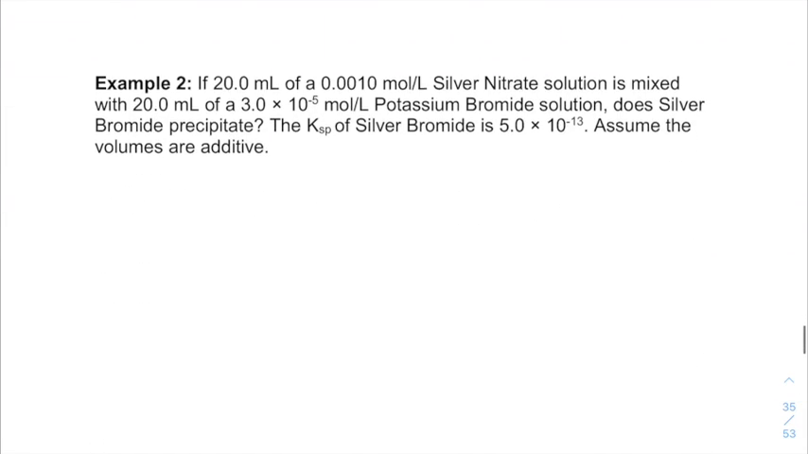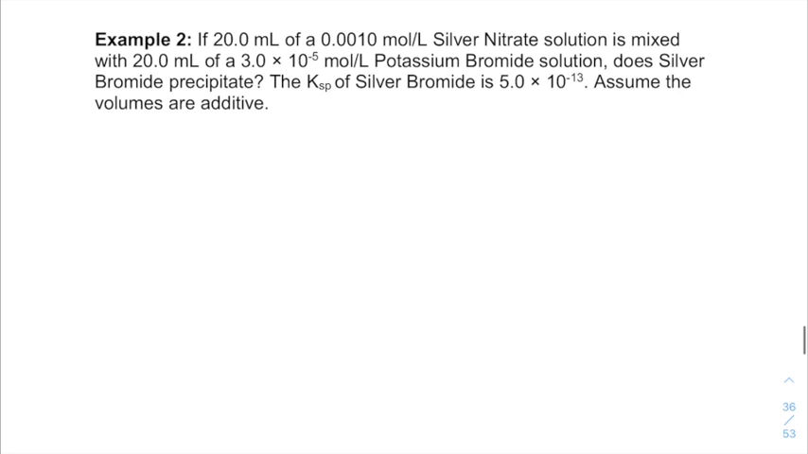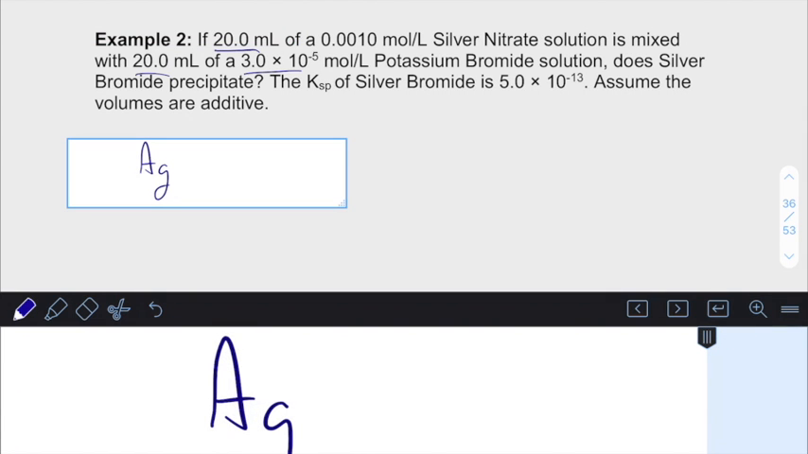Okay, let's try the second example. So a little bit more of the same, but a little bit different. Here we have some other things going on. So if 20 mL of this solution is mixed with 20 mL of this solution, does silver bromide precipitate? So they are discussing one of these precipitation reactions, right?